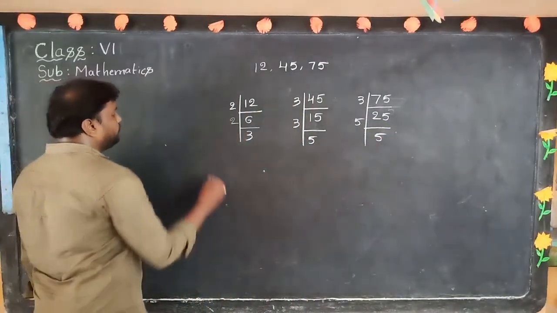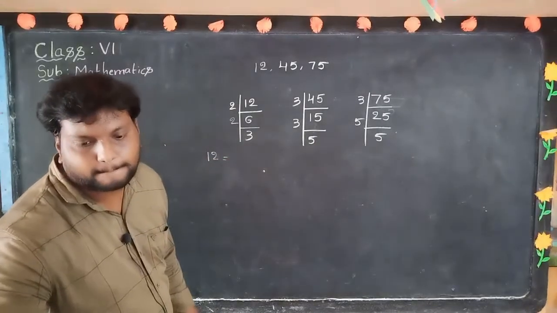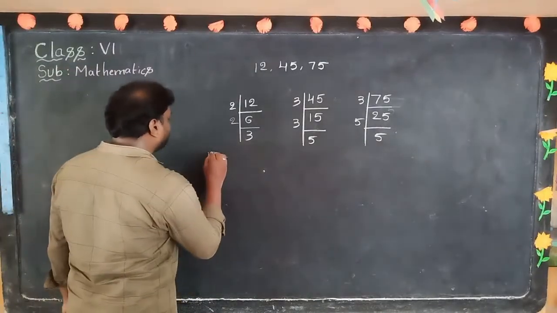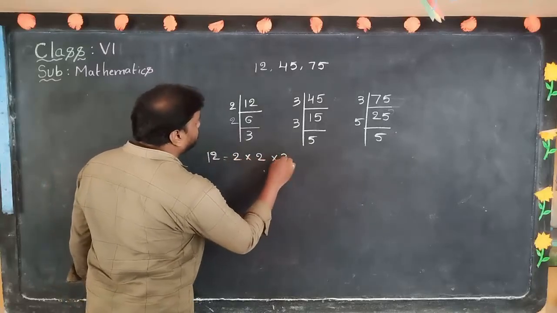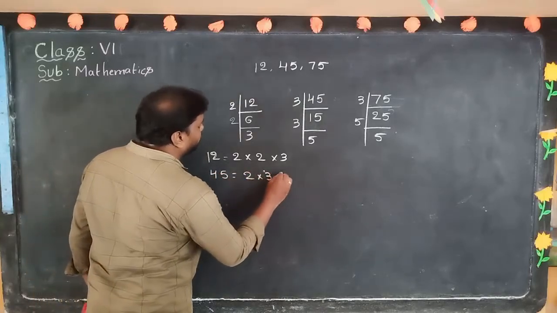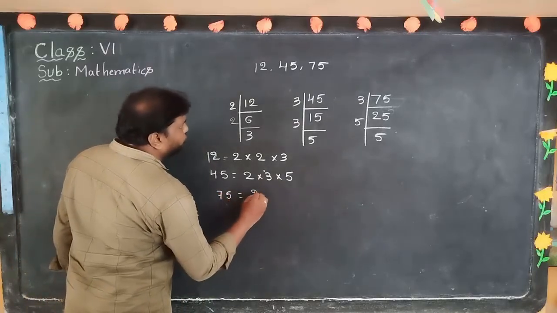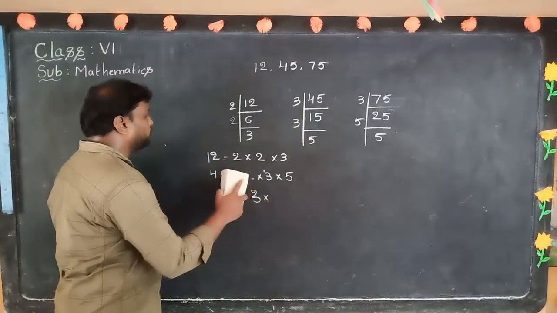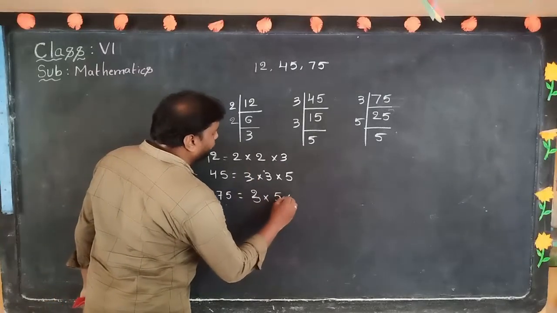Now 12 is equal to 2 into 2 into 3. 45 is equal to 3 into 3 into 5, and 75 is equal to 3 into 5 into 5.